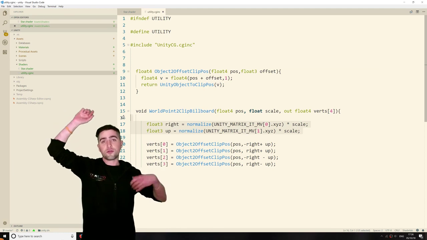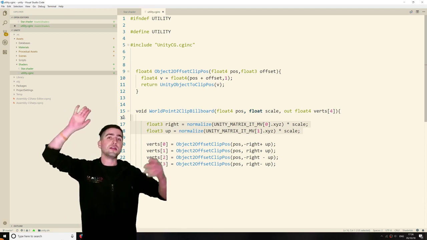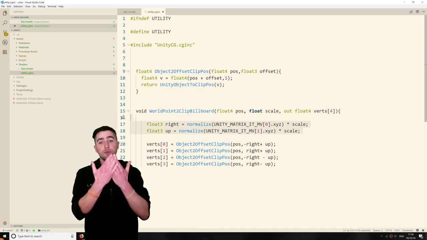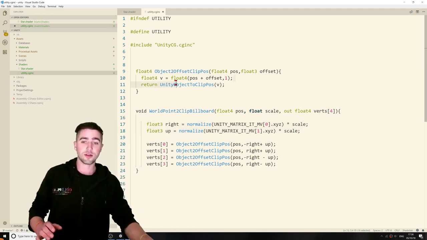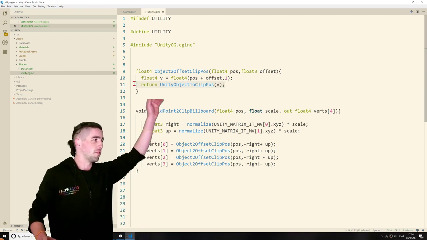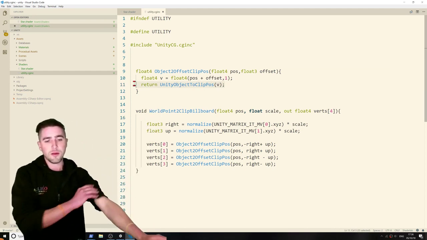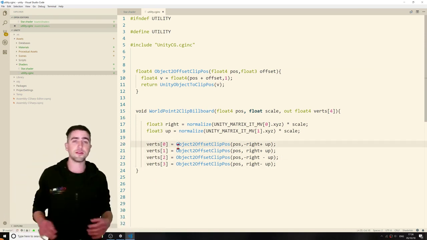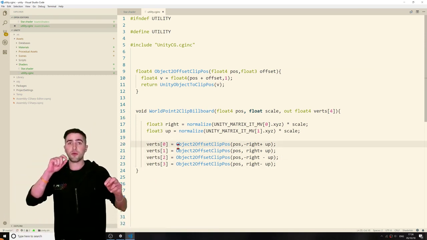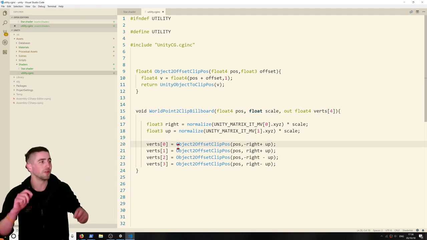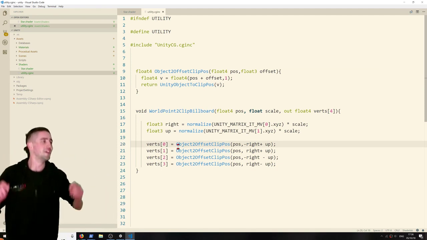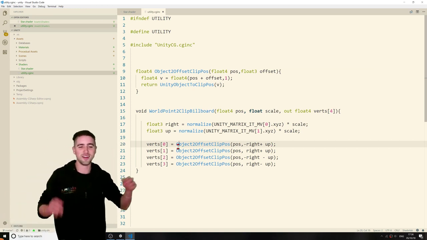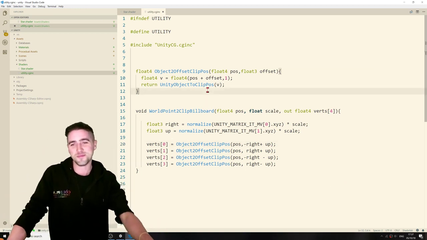And then once we have those three-dimensional positions, we convert that into the clip position, like this standard Unity object to clip position. If you've worked with shaders before, you'll be very used to that function. And then of course we do that for each of our vertices. So the bottom right is to the right and up, negative right, positive up, right and up. Anyway, you get it.